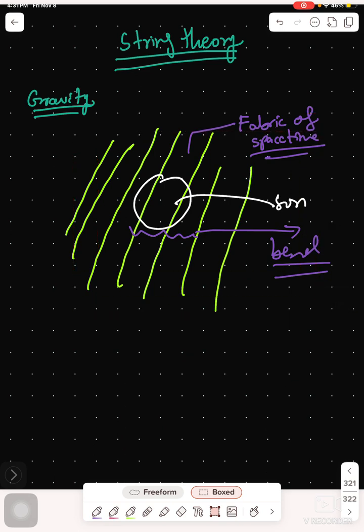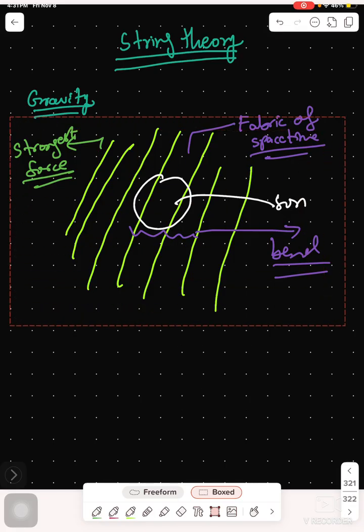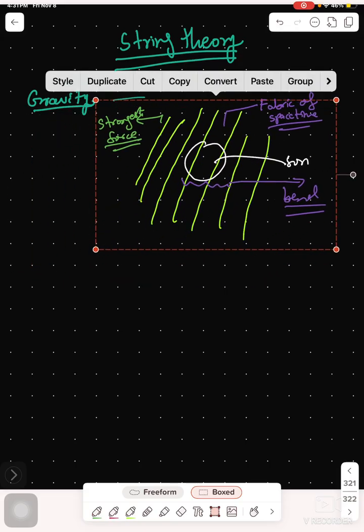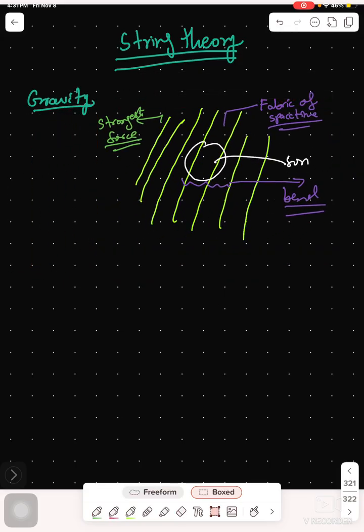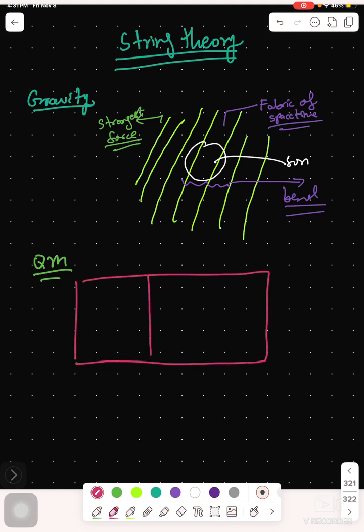At the macro level, gravity is the strongest force. On the contrary, this same force is the weakest in the standard model. It doesn't fit. You cannot fit gravity because of it being weak. At the quantum level, it's weak. It doesn't exist.